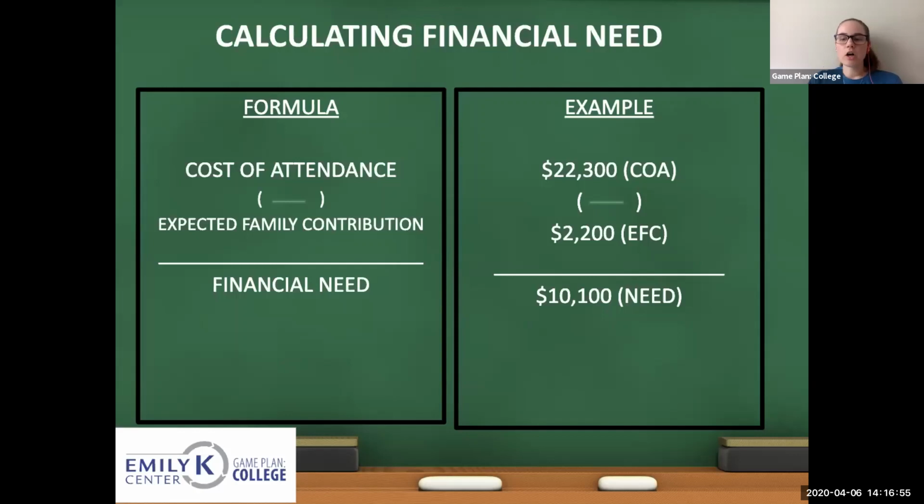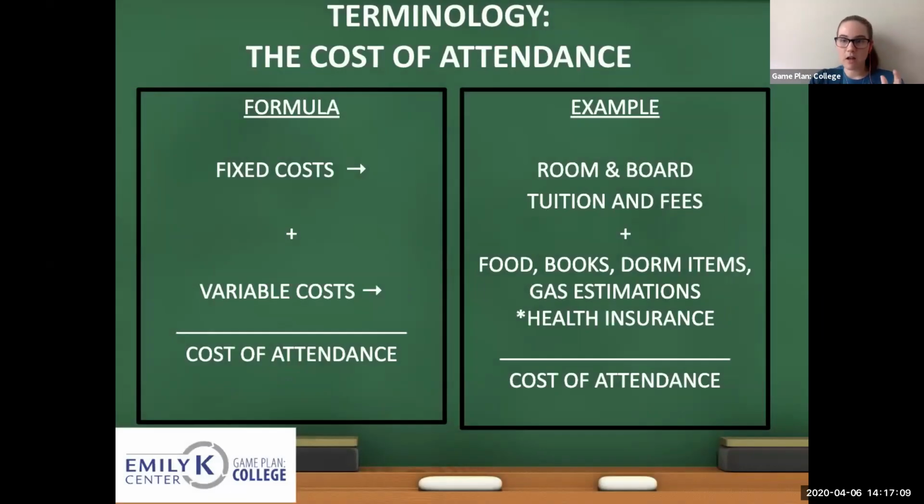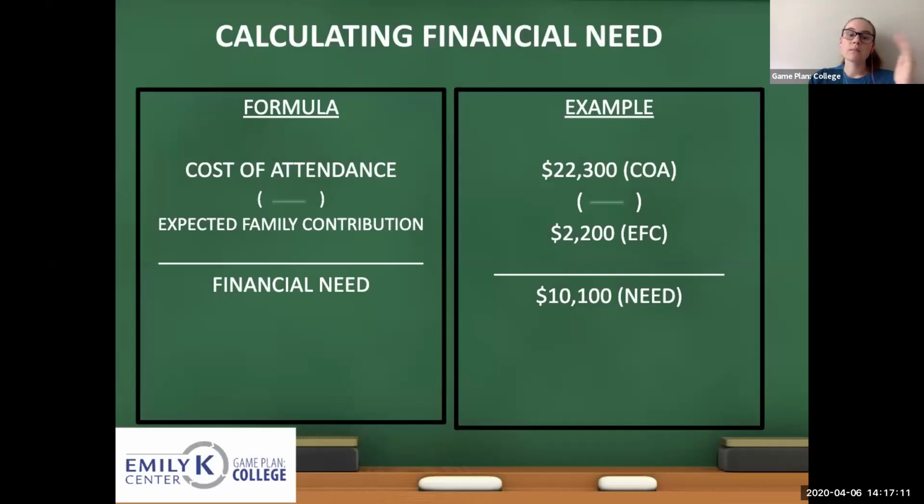So when colleges are determining what to put on your award letter, so what types of need-based aid or non-need-based aid to give you, they use this formula. They'll take their cost of attendance, which we just looked at. Remember, it's fixed costs plus the variable costs. And they will subtract your expected family contribution. This is how much money the FAFSA determined that your family is able to pay for college. So if you file a FAFSA and your EFC is 0, the FAFSA is saying, we don't believe that the student can contribute any money towards their college education.